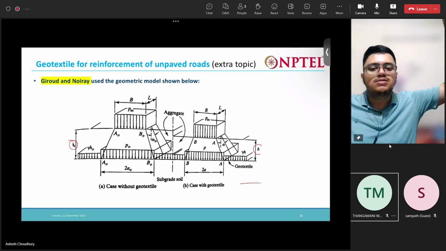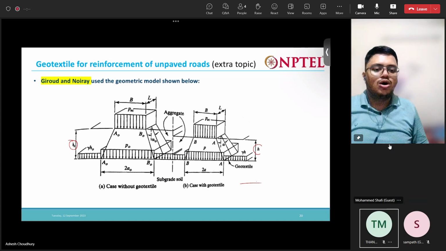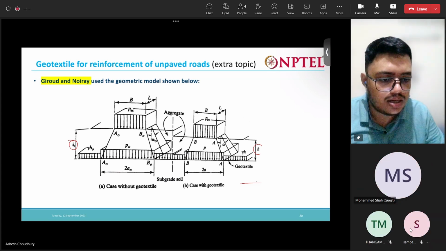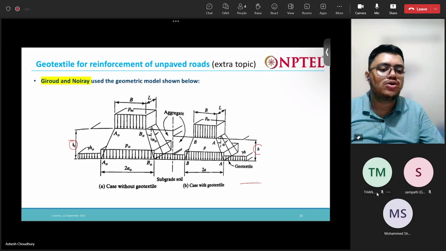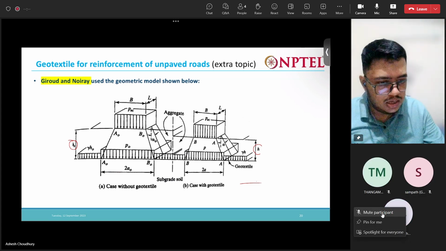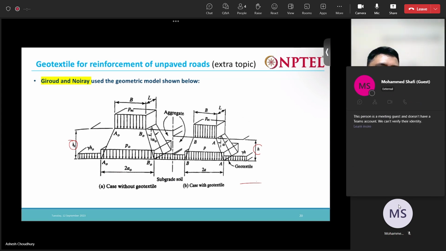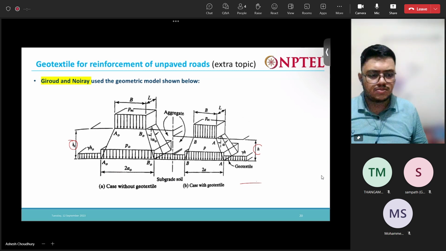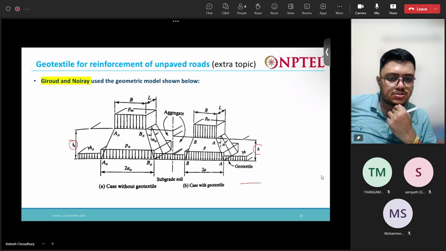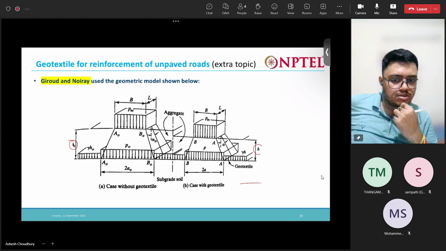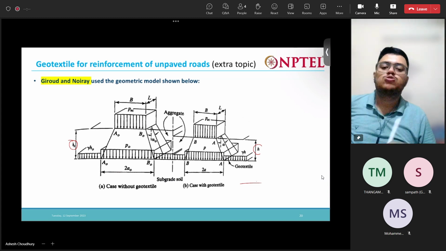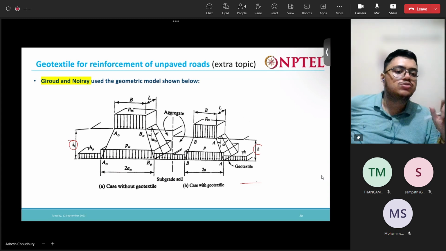Obviously, if we reduce this height, we will be saving huge cost, say if we construct a 2 kilometer road. Overall, by reducing this height, a lot of cost will be saved. So that is our task: to use geotextile or geogrid so that you can reduce the cost.